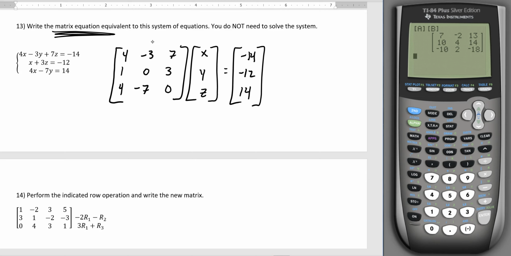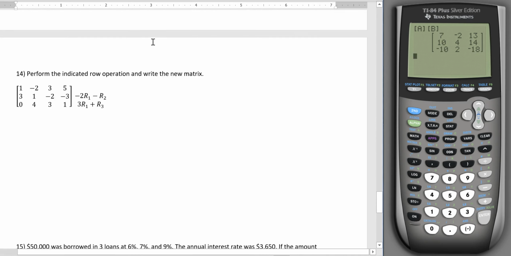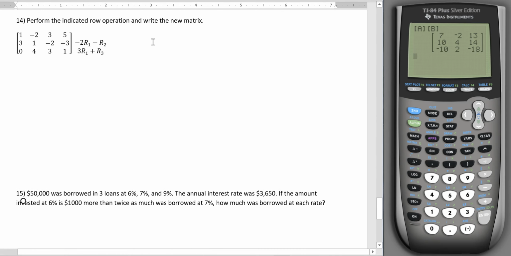I feel like there's always a question like this one where people almost always just write the augmented matrix. Be sure to write the matrix equation. All right, 14. Perform the indicated row operations and write the new matrix.